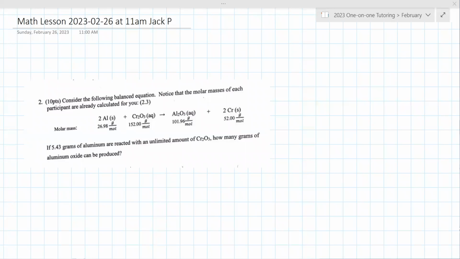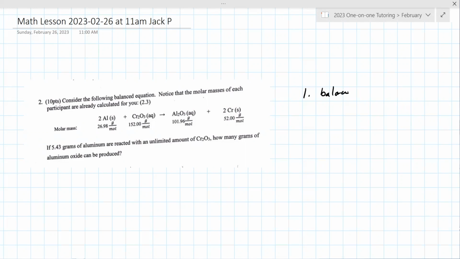So it says here, if 5.43 grams of aluminum are reacted with an unlimited amount of Cr2O3, how many grams of aluminum oxide can be produced? So yeah, the first thing is you do have to balance the equation, which it already is balanced.